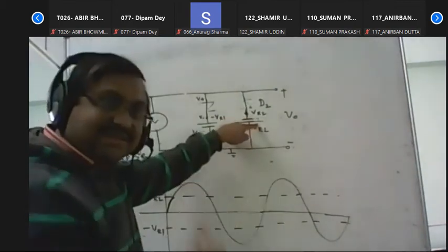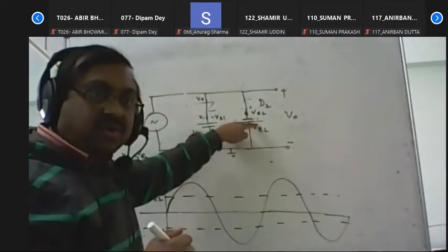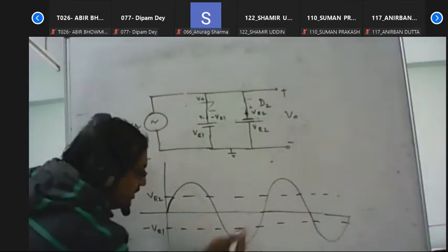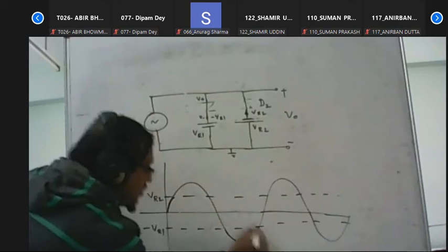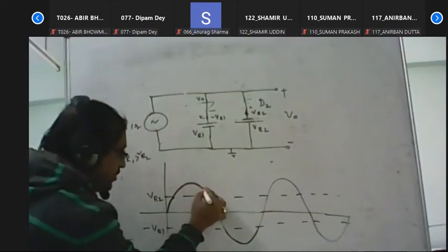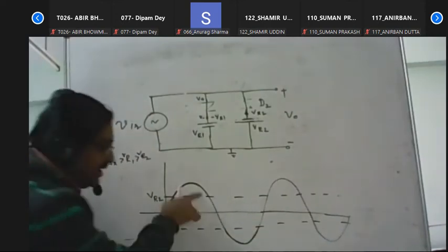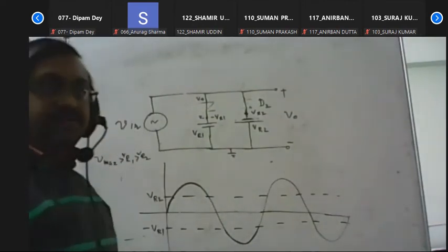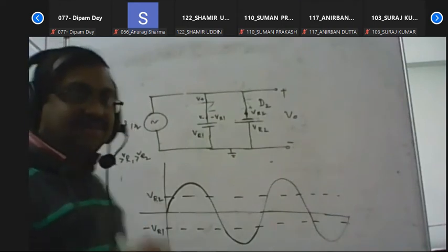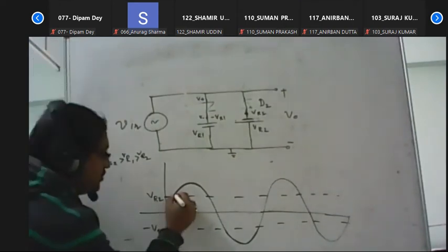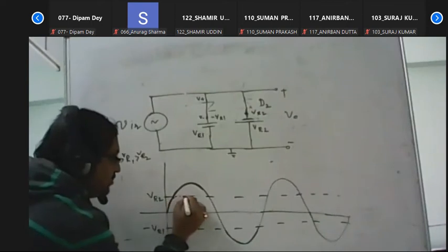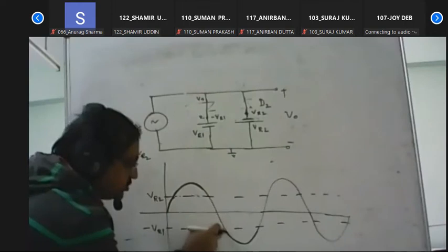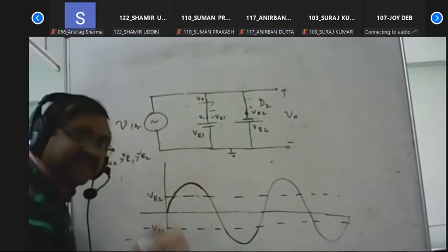Here, less than VR2, the diode is on. So in that case, less than VR2, only this section diode D2 is on, and only this section diode D1 is on. But in between them, D1 and D2 both are off. For that reason, we get this type of waveform, because D1 is on, so its voltage will be fixed at that particular value. In this section, both diodes are off, so output is the same as input.